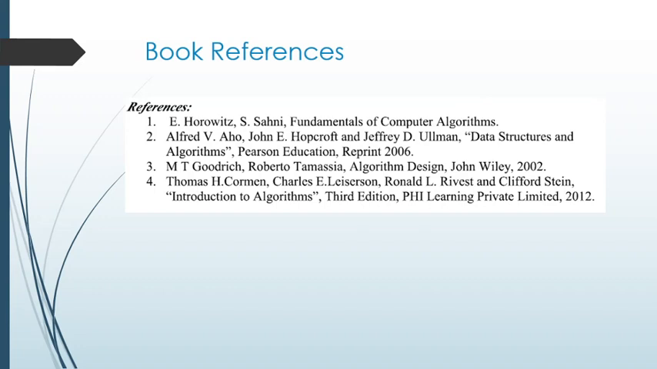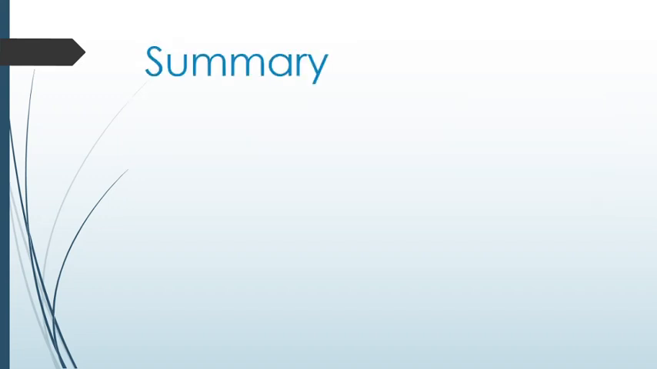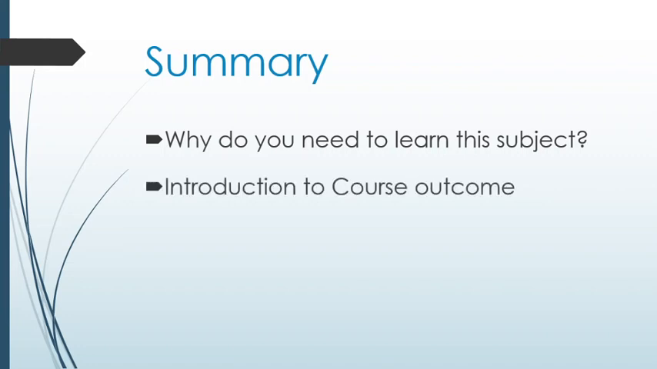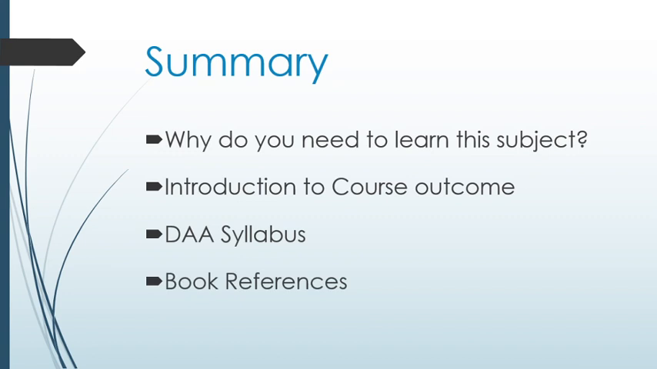So this is what we have completed today. What is our summary, what have we completed today? Why do we need to learn this subject? We saw this, and we saw the introduction to the course outcomes, and we saw the DAA syllabus, and we saw the book references. And let me tell you one thing, this subject has 3 credits, and we have a lab also.